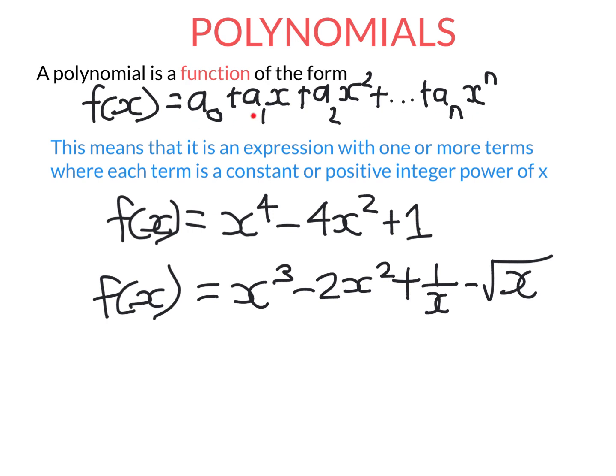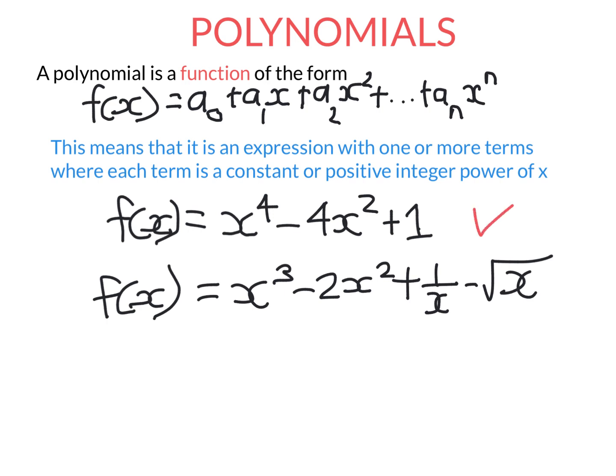Well, each of these a0, a1, a2, they're just constants, and notice that we have x to the power of 0, or x naught, written there, x to the power 1, x to the power 2, x to the power 3, and so on. What am I saying? I'm saying a polynomial is a function if it is just a constant term and each other term has a positive integer power of x. So for example, f(x) equals x to the power of 4 minus 4x squared plus 1.